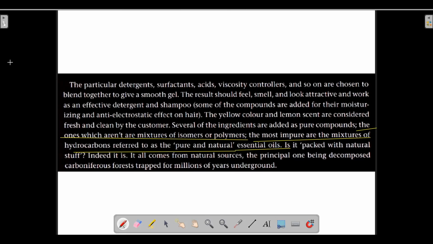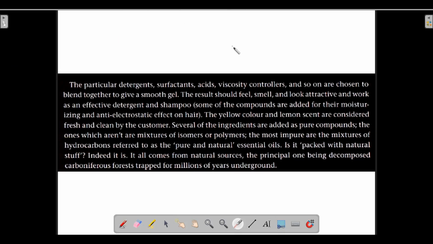But in day-to-day life, we use the word pure very differently. In day-to-day life, pure means something which is natural, which is not artificial, not made in industry. That is called pure in day-to-day life. But in chemistry, the definition of the word pure is very different.